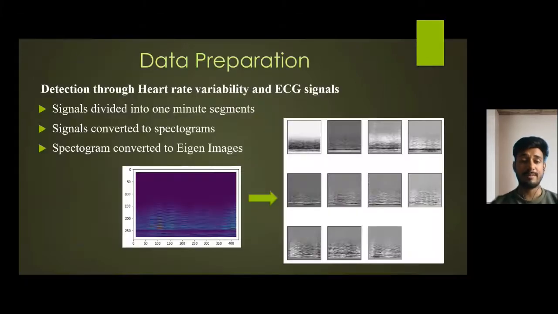Moving on to data preparation. First the signal is divided into 1-minute segments because each 1-minute segment is annotated in the data set as apnea or non-apnea. Then the signals are converted into spectrograms using fast Fourier transformation, and then the spectrograms were converted into eigen values for the principal component analysis so that they can be converted into matrices.